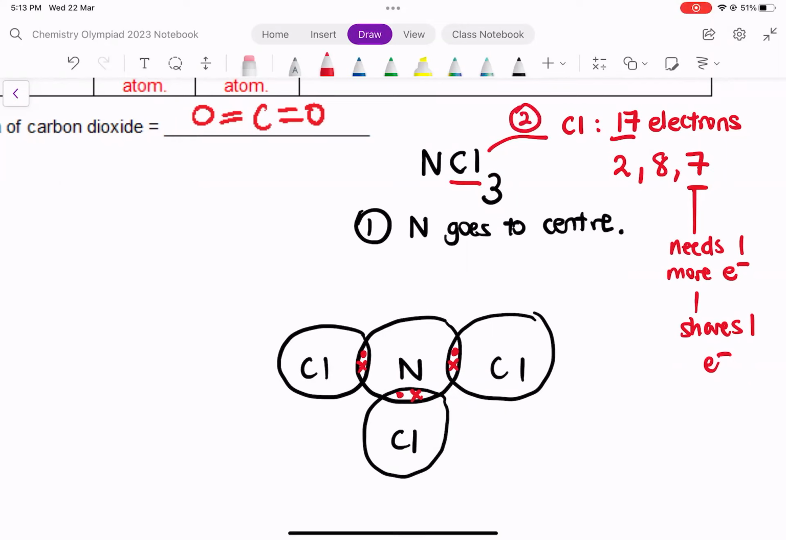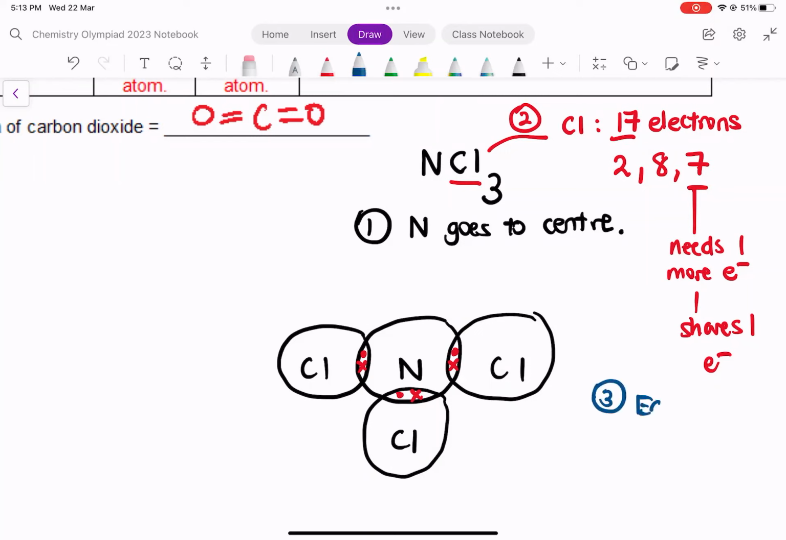Consider the atom at the sides, which in this case is chlorine. Try to make sure that chlorine has a fully filled outermost electron shell. How do I do that? I must work out chlorine is 2, 8, 7. 7 valence electrons. It needs 1 more to make the outermost shell fully filled. Hence, it shares 1 electron. But that's not it. There's still one last step.